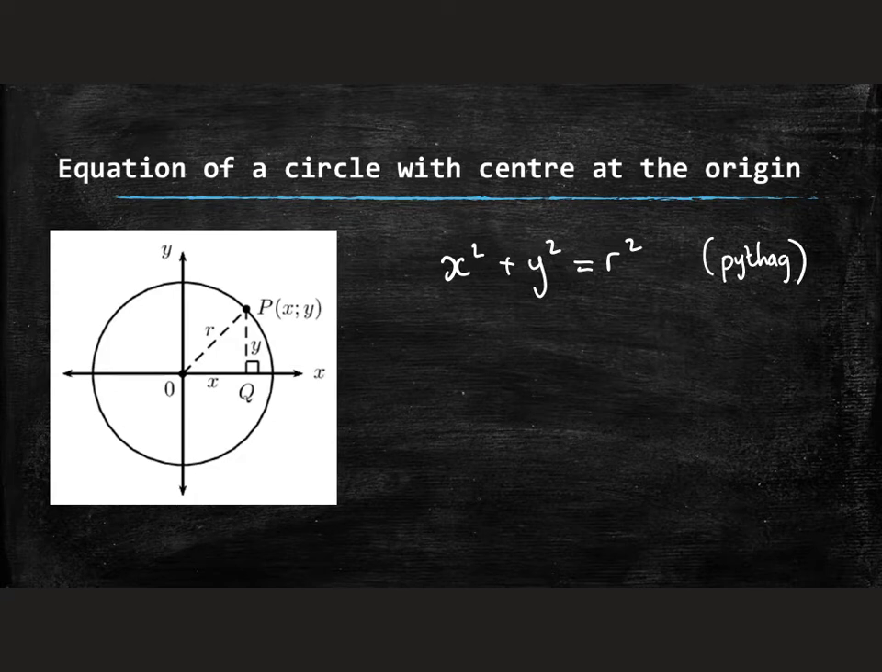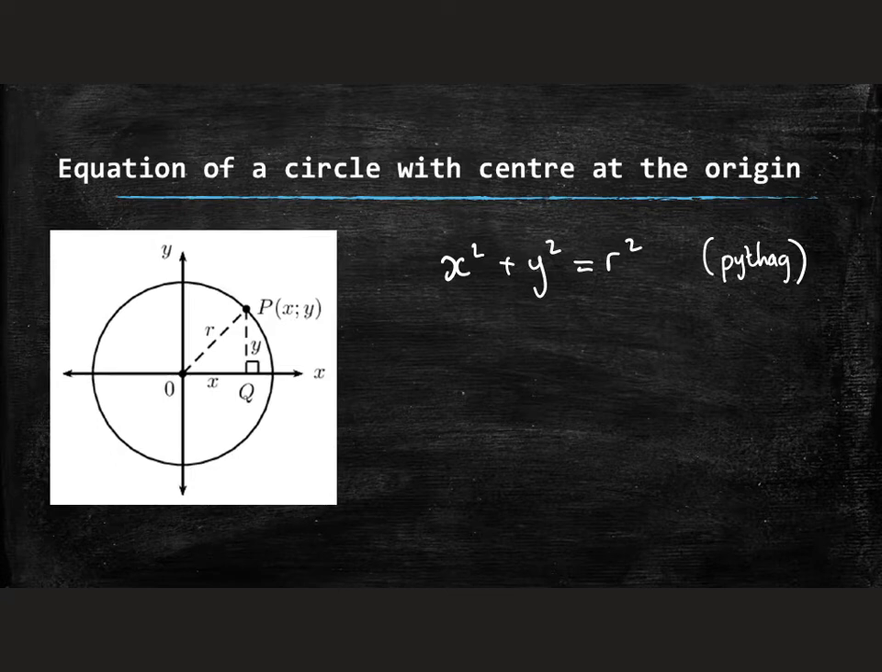And wonderfully, this is actually the equation of a circle, because it would make no difference wherever you place that right angled triangle in any of the quadrants. It would always be true that x squared plus y squared would equal r squared.